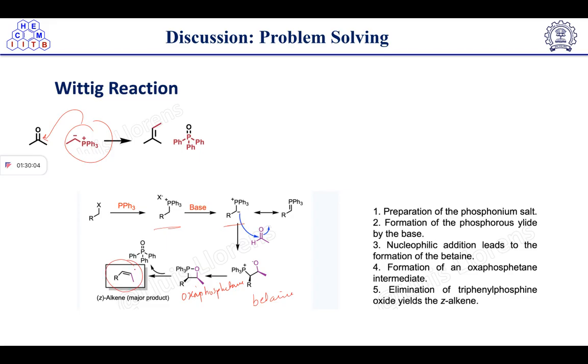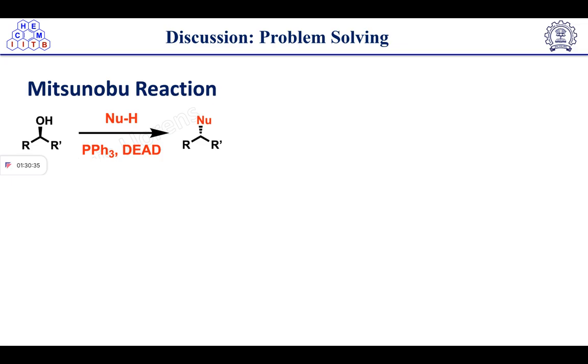So depending on the halide, we are getting different Z and E alkene. Whenever we have an electron-withdrawing group, which is a stabilized halide, it will give you the E alkene. But whenever we have a destabilized phosphorus halide, at that time we will get the Z alkene. So here an alkyl group is there, that's why we are getting the Z alkene. But if we have a withdrawing group on this carbon, at that time we will get E as the major product. Okay. So that is the well-known Wittig reaction.